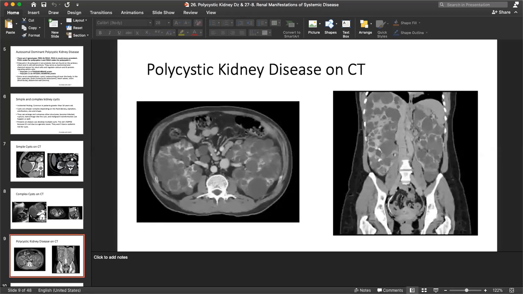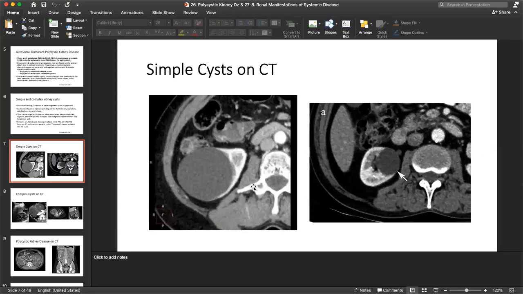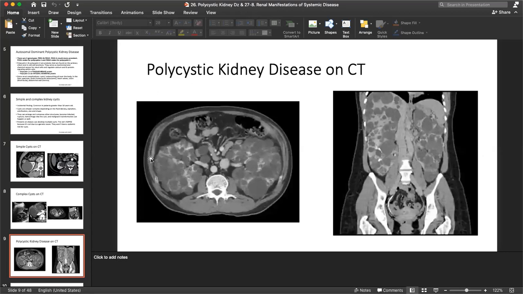So polycystic kidney disease, pretty easy to find. See on a CT, look at all of these cysts. You can't even see a normal kidney anymore. You just see, like here's the simple cyst. See how, I mean, you see this big cyst, but you can see the normal kidney architecture with the cortex and the medulla. But here, there's nothing. It's just lots of little bubbles. And we can see how it extends up into the liver.